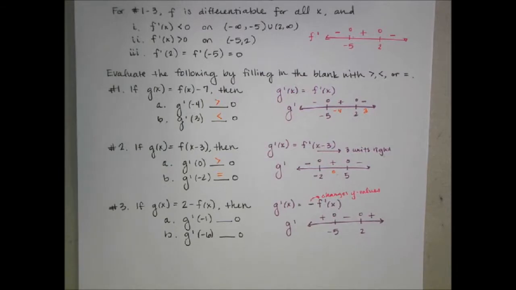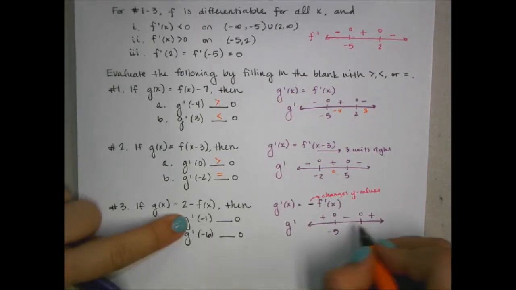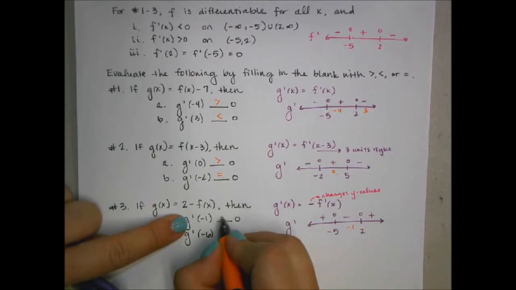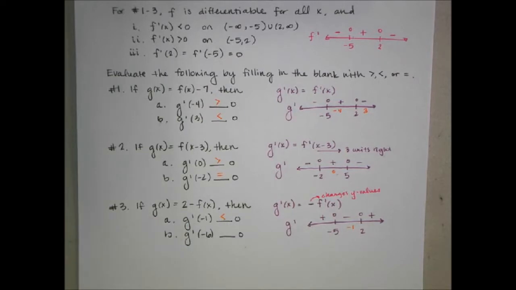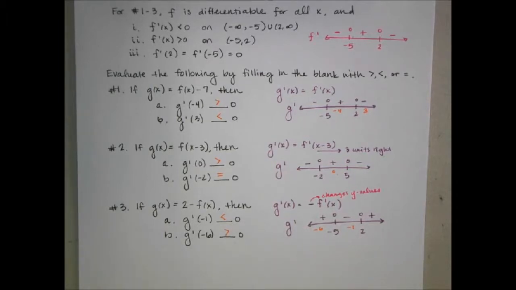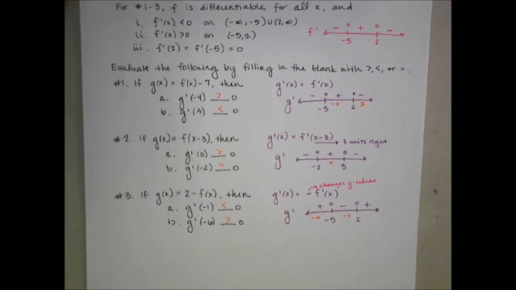All right, so now we'll go ahead and line everything up. Negative 1 is between the two values, where the derivative of g is negative, so we have less than 0. And negative 6 would be to the left of negative 5. The derivative there is positive, so we'll fill in with a greater than 0. Okay. So those are some number line test interpretations.